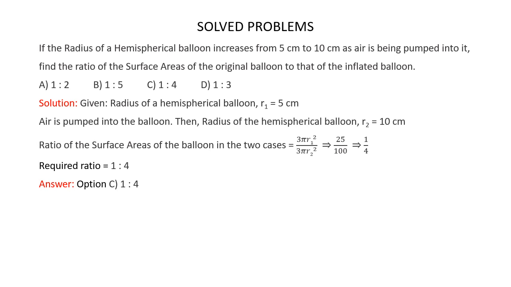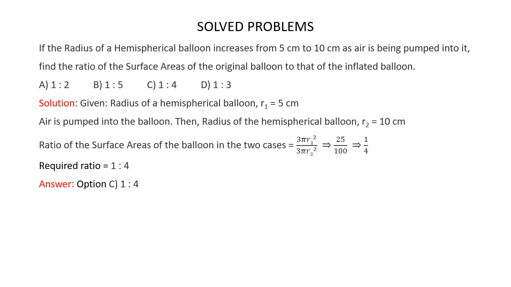Now it's given that the radius of the hemispherical balloon originally is R1, which is 5 centimeters. Then air is pumped into the balloon. Then the radius of the inflated hemispherical balloon is R2, which is given as 10 centimeters. Now we are asked to find the ratio of the surface areas of the original balloon to that of the inflated balloon.